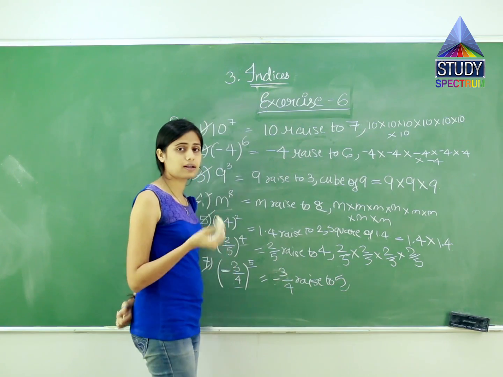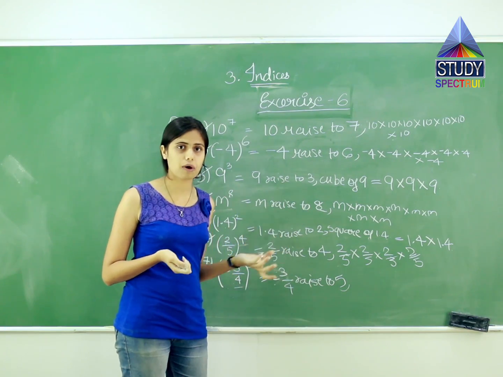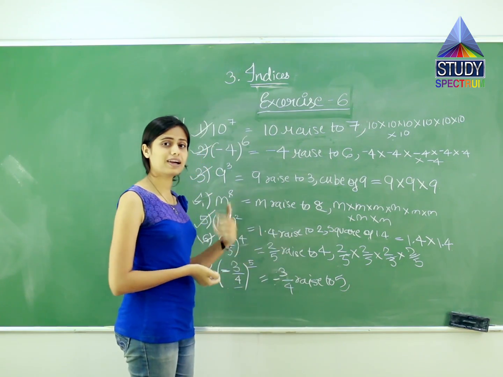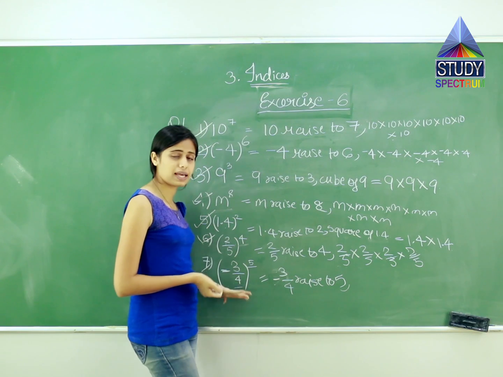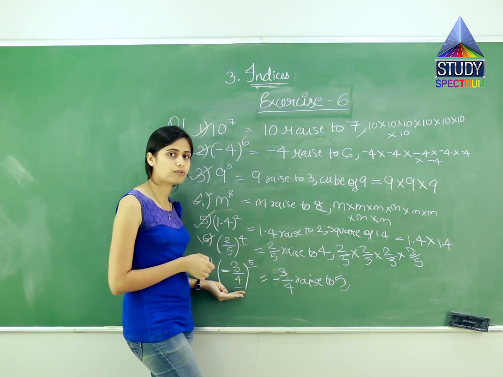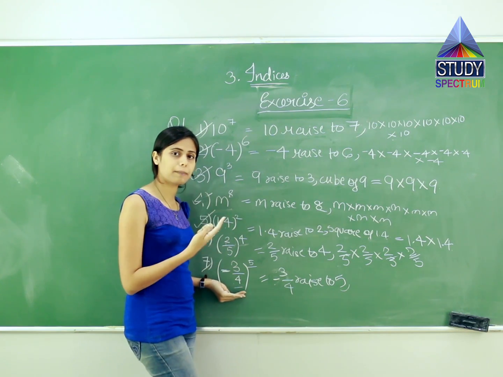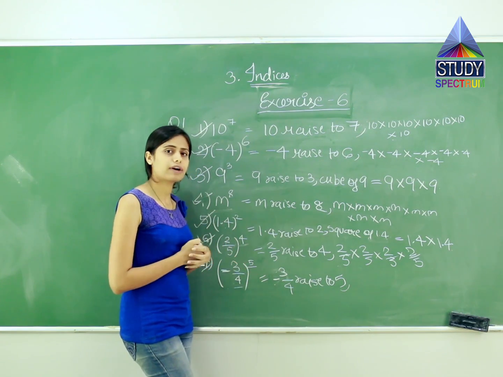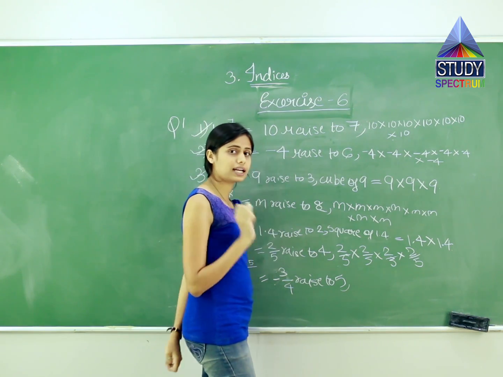And what we will write in the product form? The number multiplied the index times. Over here what is the base? The number means the base. Here we have minus 3 by 4 as the base. So how many times will you repeat the base? As many as is given in the index, 5 times. So and a multiplication sign in between them.